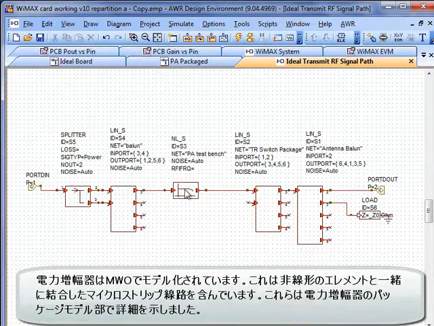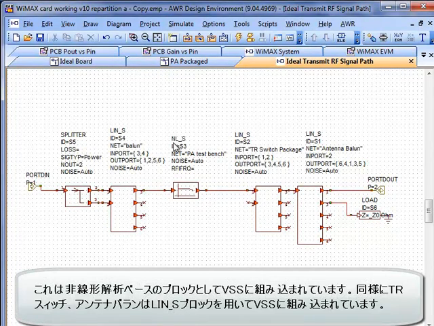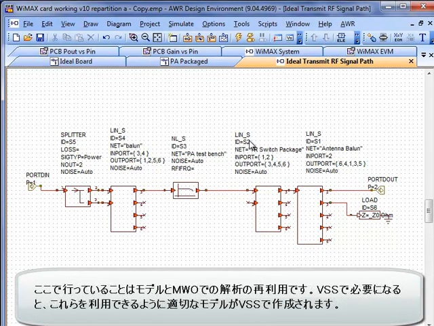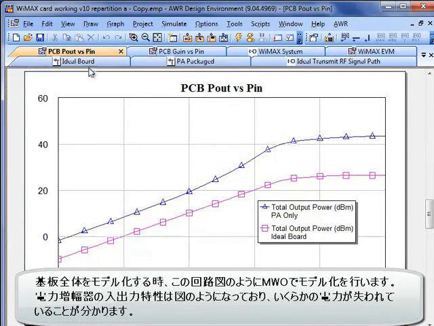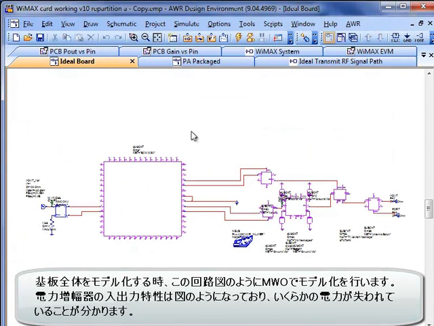My PA design is being modeled in Microwave Office with the microstrip coupled lines, as well as the nonlinear elements and the detailed elements that we showed in the PA package model, but it's being brought into VSS as a nonlinear simulation-based block. And similarly, the TR switch and our antenna balun are LinS blocks as well. And so what this is doing is it's reusing the models and the simulation in Microwave Office, and on the fly, or immediately as we need it in VSS, it generates the appropriate model in VSS for us to use. When we model our entire board, again, that's this schematic here, we model that in Microwave Office.